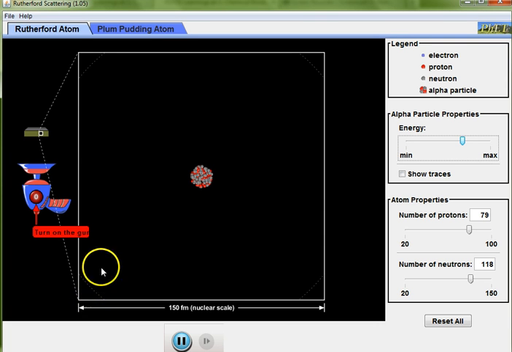All right, and now this is our instrument. This is where you have the gold foil. This is the gold atom. You can see that from the atomic properties. You can change it to a different atom, but since Rutherford used gold foil, we are also using gold foil. This is the number of protons in gold, these are the number of neutrons in gold. These are the legends for the electron, proton, neutron and alpha particles.